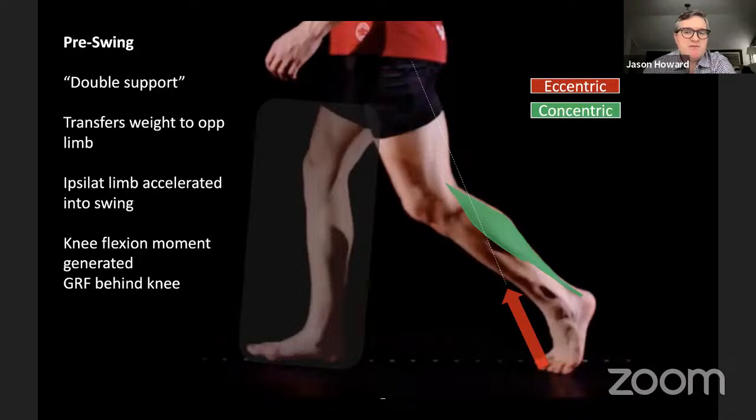And here we are just getting ready for pre-swing. You can see that's the point where that ground reaction force goes behind the knee, which helps your knee to flex, which is important for foot clearance. So it's not only about having good dorsiflexion during swing phase for foot clearance, you also need knee flexion.